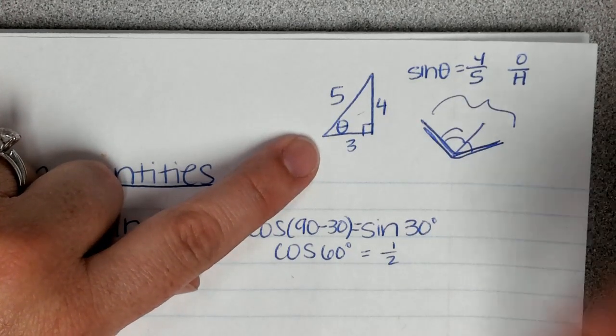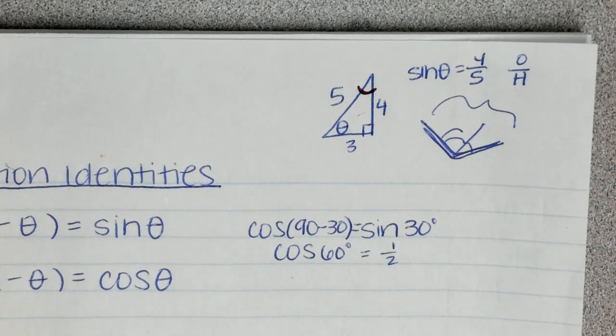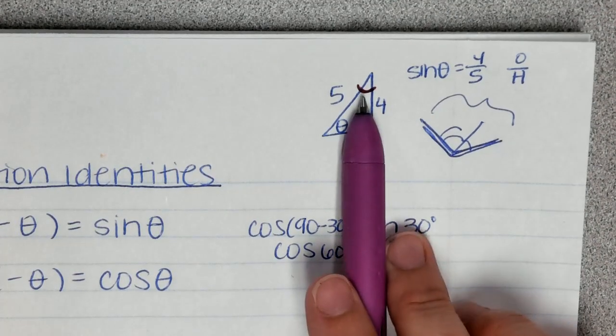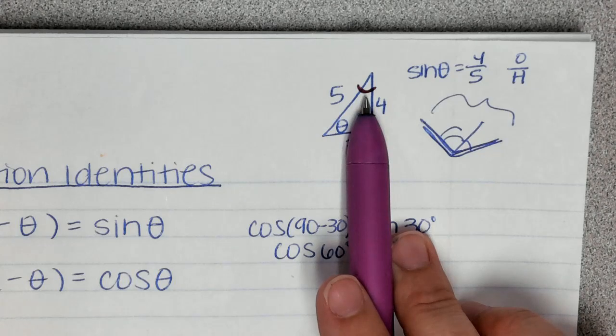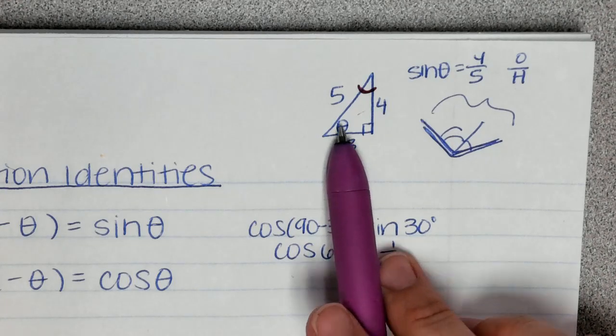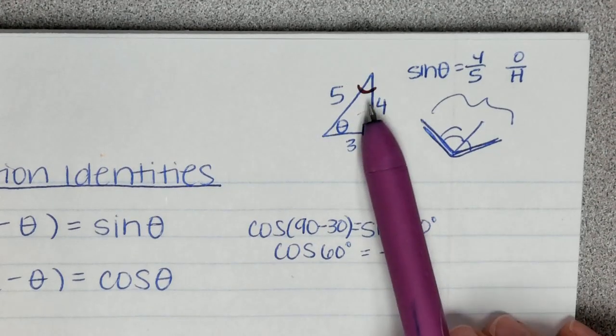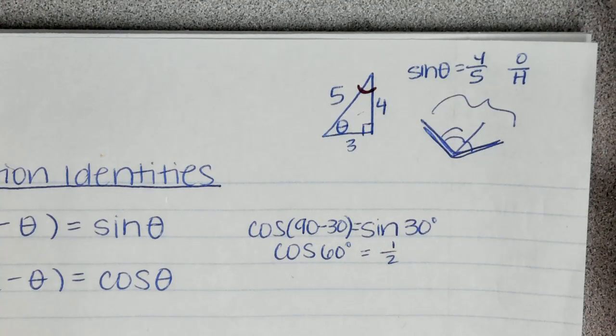Now, in a different color, this angle right here, how many degrees is that angle? Let's say that this angle is theta degrees. How many degrees is this angle? 90 minus theta. Yes, 90 minus theta.